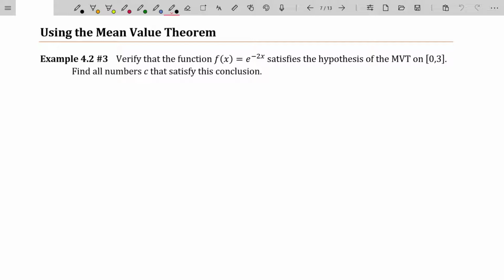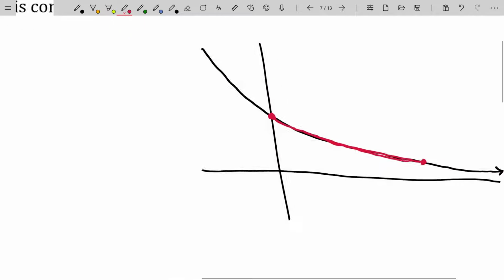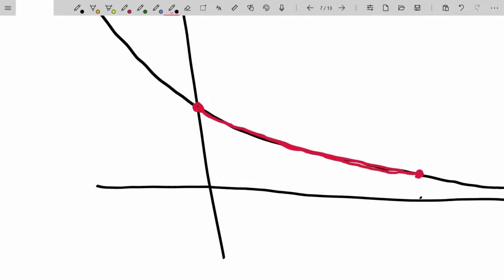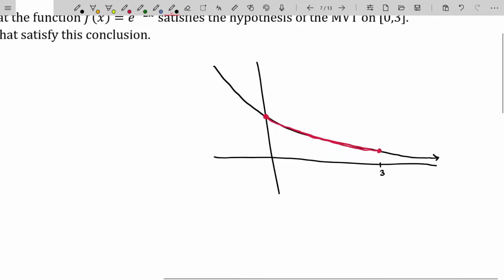Remember, the mean value theorem just tells us that if you're given a function, in this case, e to the negative 2x, and you're given that it's a continuous function on a closed interval, in this case from 0 to 3, and as long as that function's differentiable on the open part of that interval, then there must be a point between the edges of that interval, so between, in this case, 0 and 3, such that the derivative at that point is the same as the slope of the secant line.